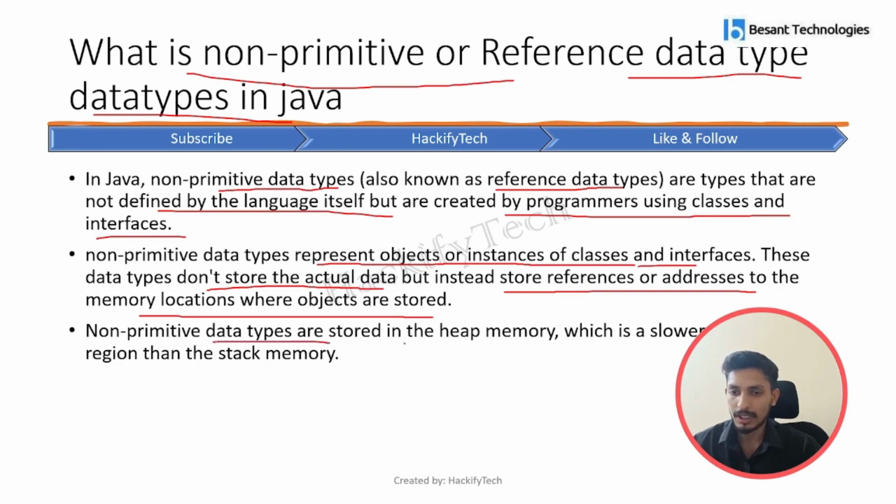Non-primitive data types are stored in heap memory, which is a memory region slower than the stack memory. It is slower than the stack memory.